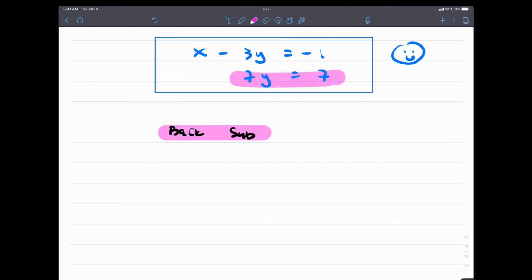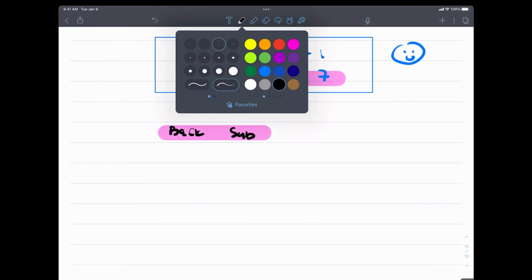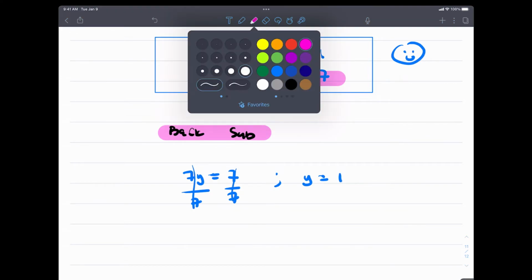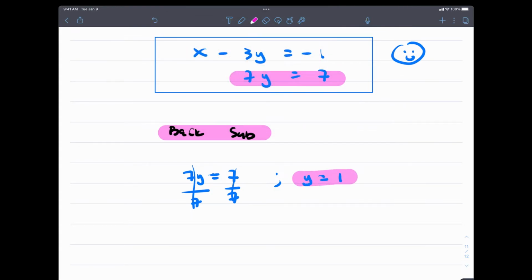Anyway, this is back substitution. You start with 7y equals 7. Okay? Can you guys solve that for y, by the way? You say 7y is 7. How do you guys solve for y? You divide both sides by 7. What does that mean y equals? Well, 7 over 7 is 1. You know what you have? You have the y value for the solution.